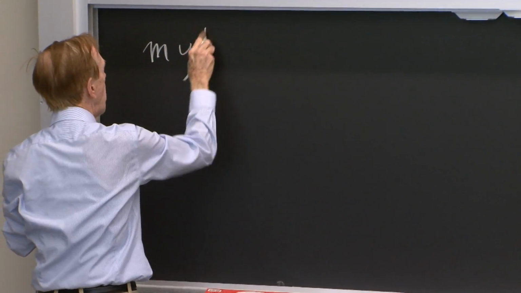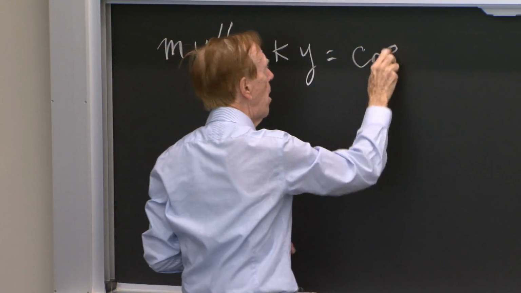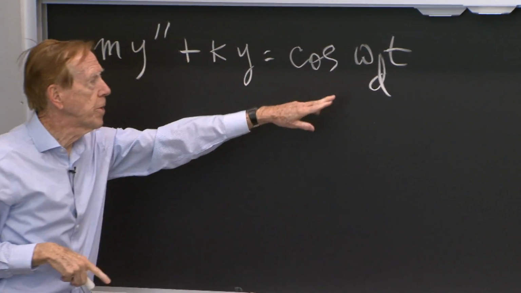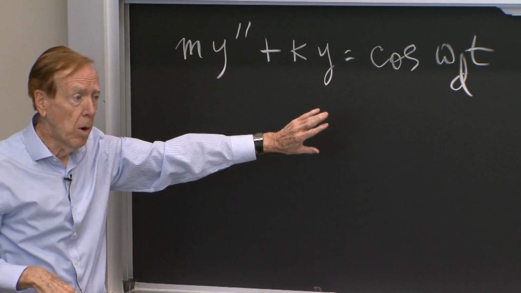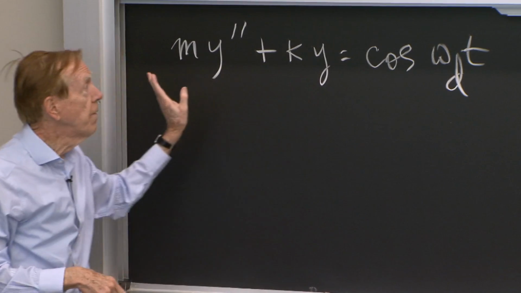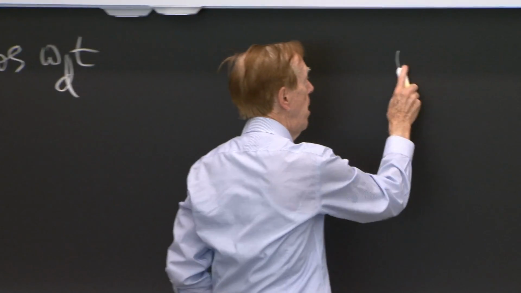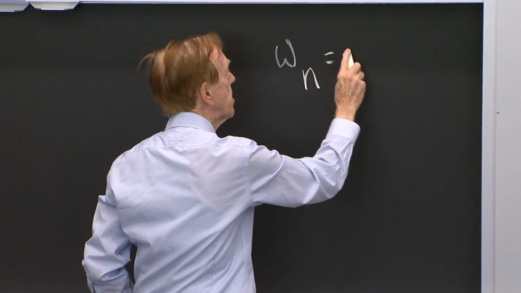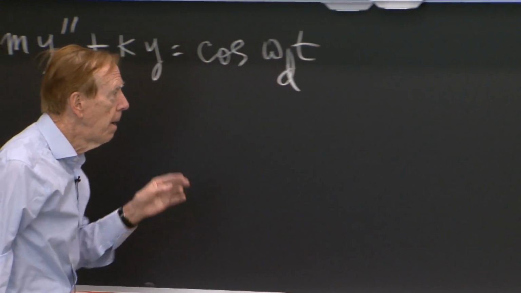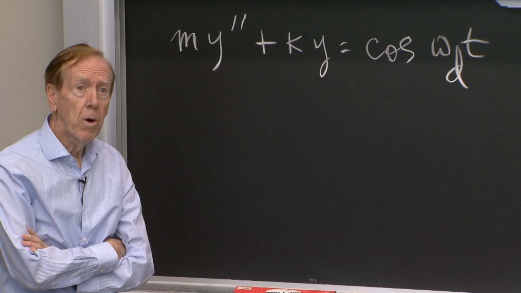M y double prime plus k y equals cosine of omega_d t, or often I won't put the d. I don't have to put the d anymore. Omega will now represent the driving frequency, because I've got omega_n, the natural frequency, as square root of k over m.